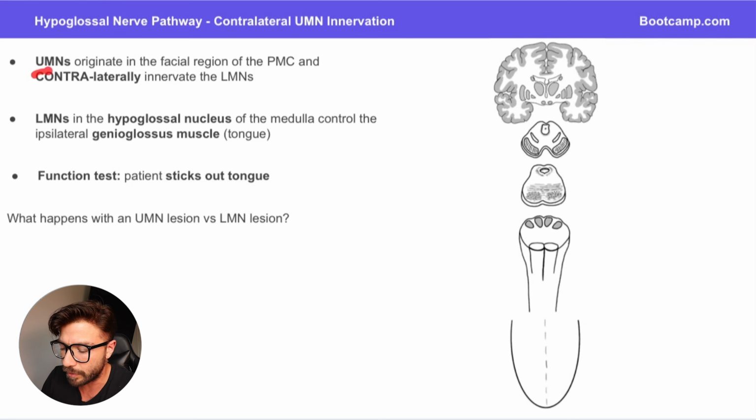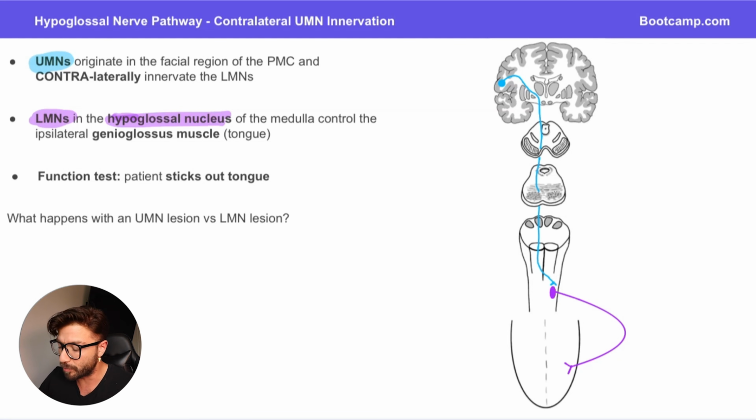So the upper motor neurons originate from the facial region of that primary motor cortex. They'll come down and then they'll decussate and innervate the contralateral lower motor neurons. So lower motor neurons, these are going to be found in the hypoglossal nerve nucleus. And if you remember, these are going to control the genioglossus muscle. This is the muscle which allows you to protrude the tongue out of the mouth. So a function test that you would perform is have the patient stick the tongue out of their mouth. So let me draw out the pathway and then we can walk through it together.